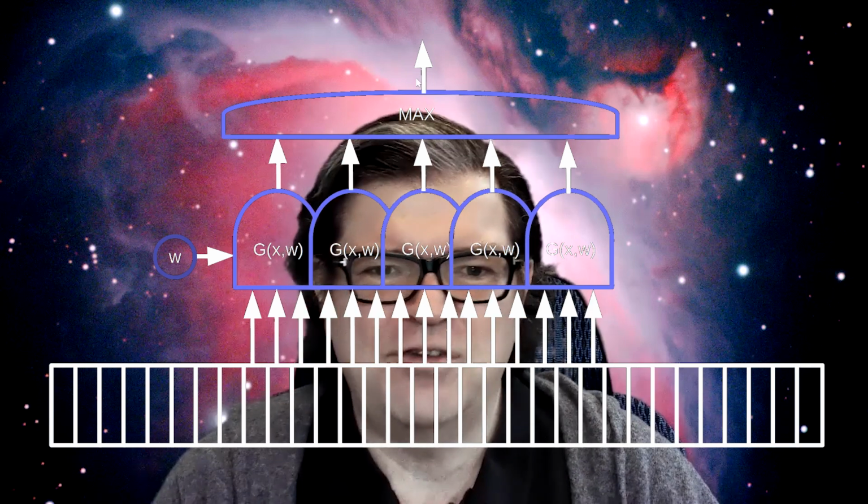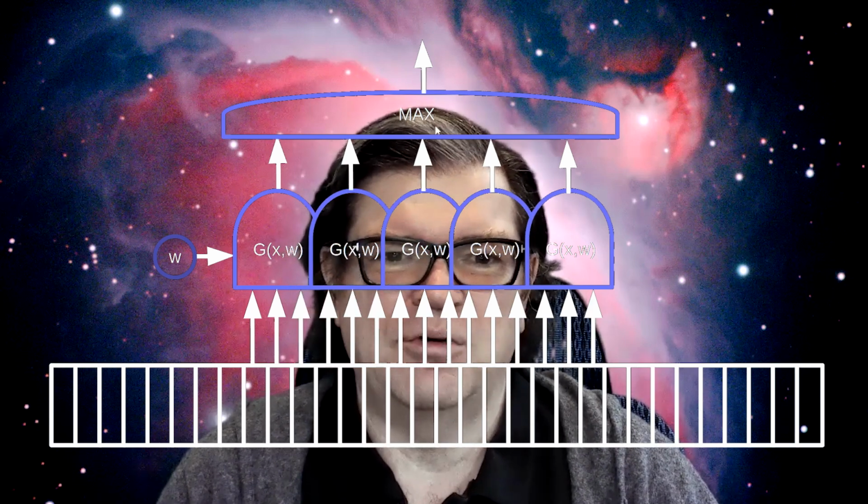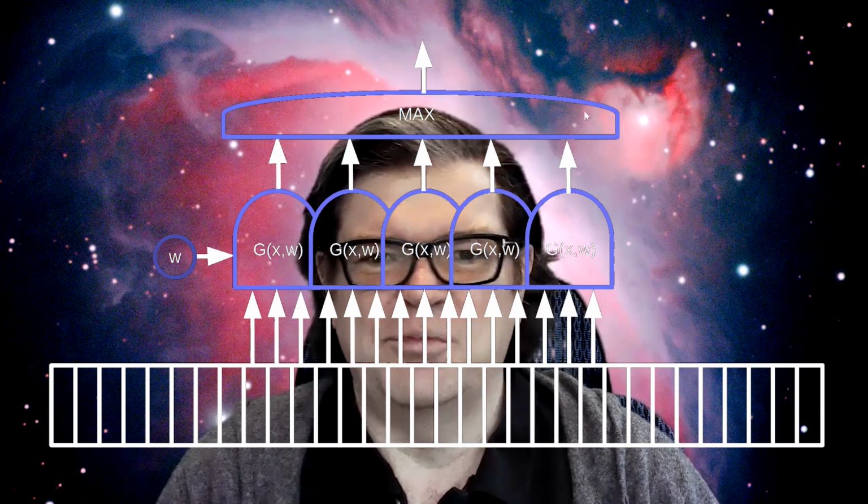Now, this is a simple case where only one copy actually gets a gradient, but let's imagine that this operation here is something like a softmax.